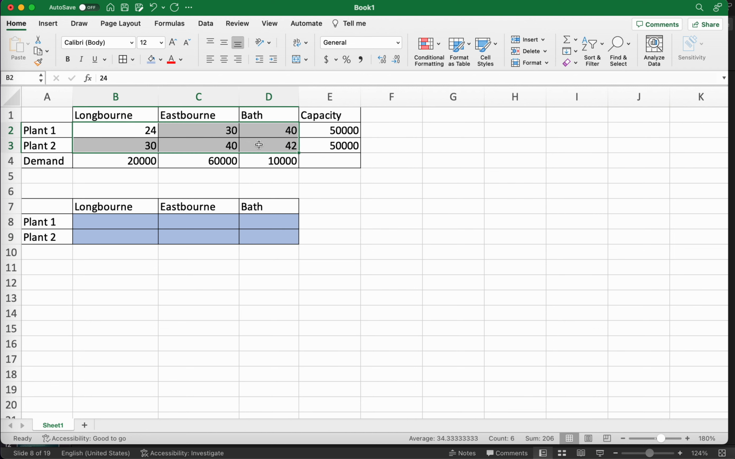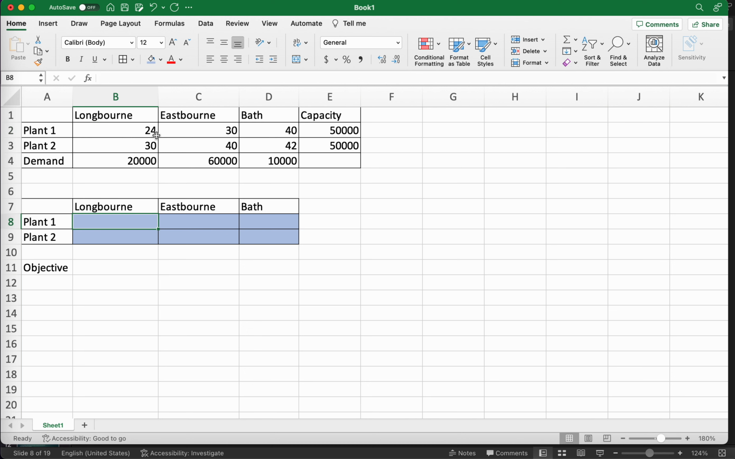These are the variable cost values. There are no fixed costs here. So that's something to keep in mind. So let's begin with the first thing, which is the objective. The objective is multiply. So it's 24 times X11. So 24 times the number of units that you transport from plant 1 to Longbourn.